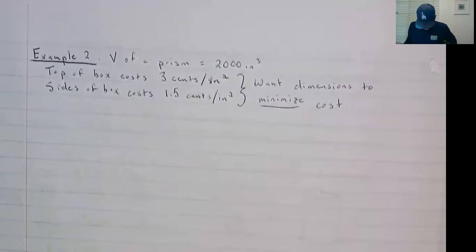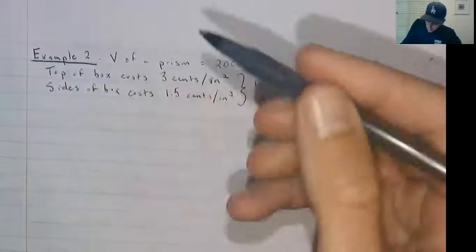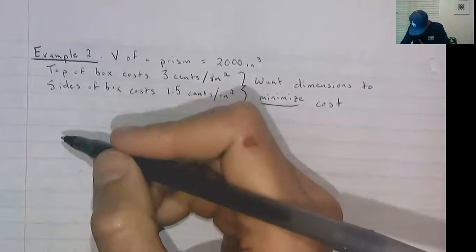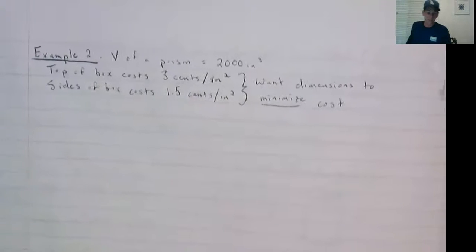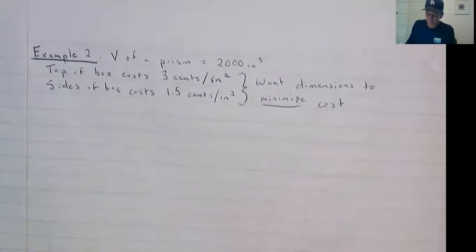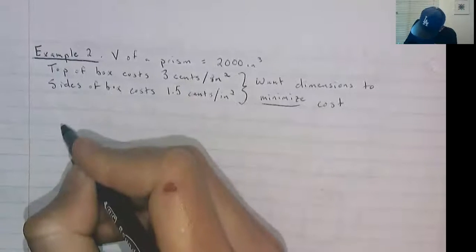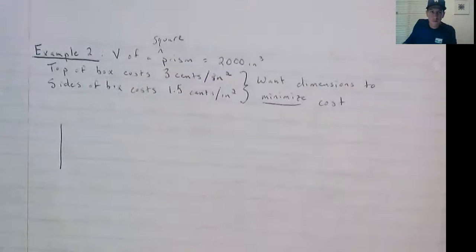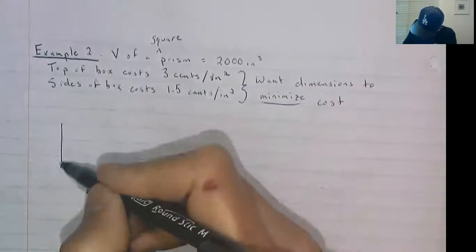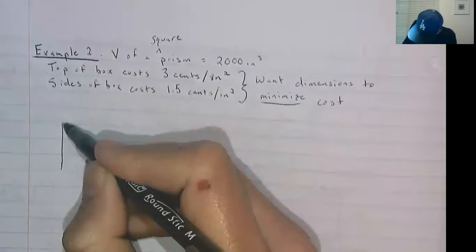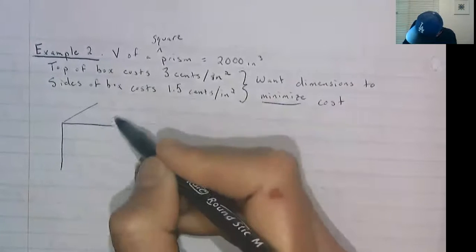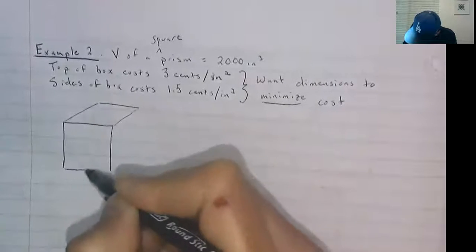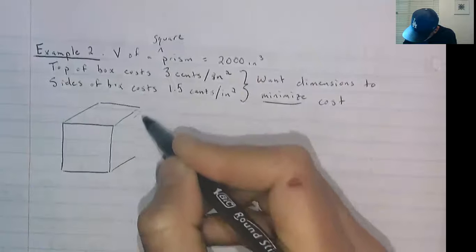So let's draw a picture. I think a picture will be helpful. We're going to do a prism. Do they specify that it's a square? Yeah, square base. That is real helpful. So it's not just a prism, it's a square prism, meaning the bases are squares. Not my best work. You're going to have to bear with it.